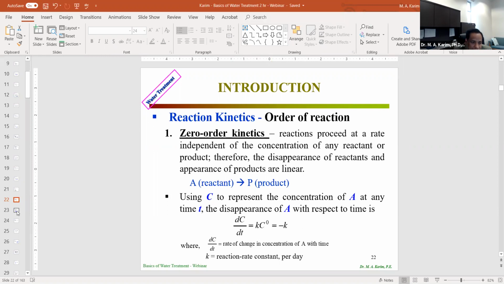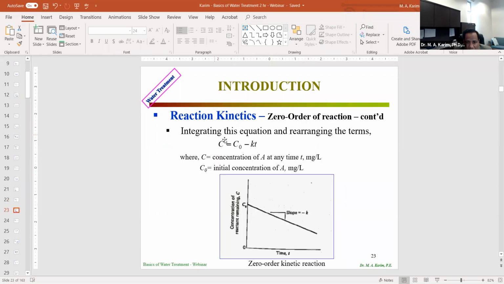Now, in this case, we can do the integration a little bit. If we do the integration, the equation becomes C equals C0 minus kt. So here is the equation, right? C0 is the initial concentration of the contaminant, and this is the time. The slope would be negative k. That's why this line represents zero order kinetics.